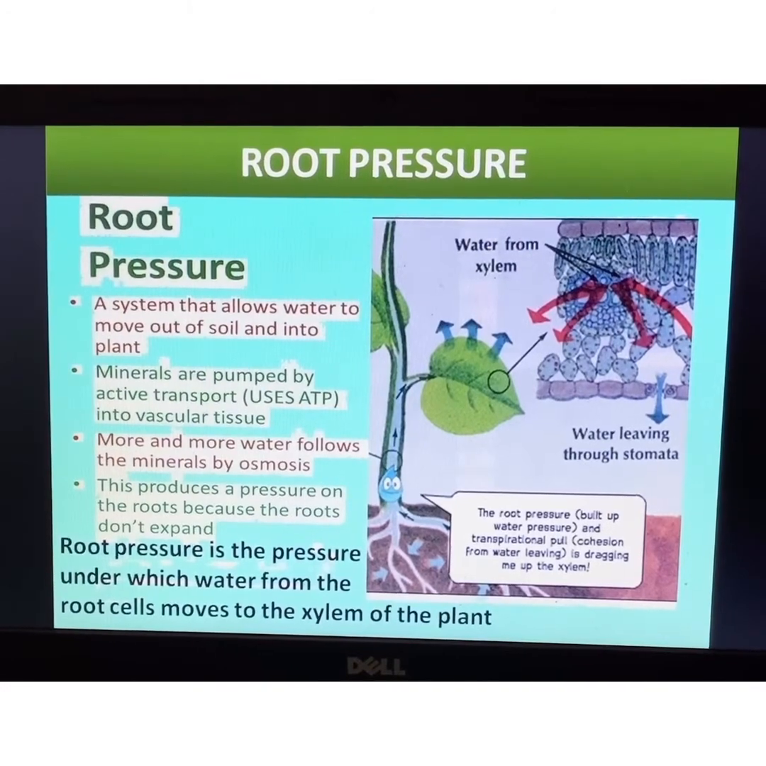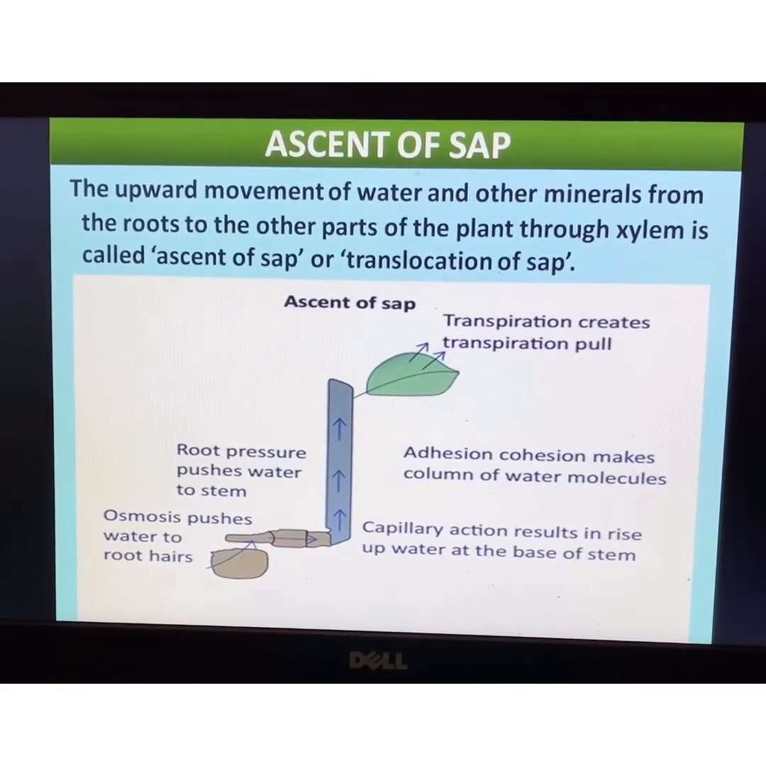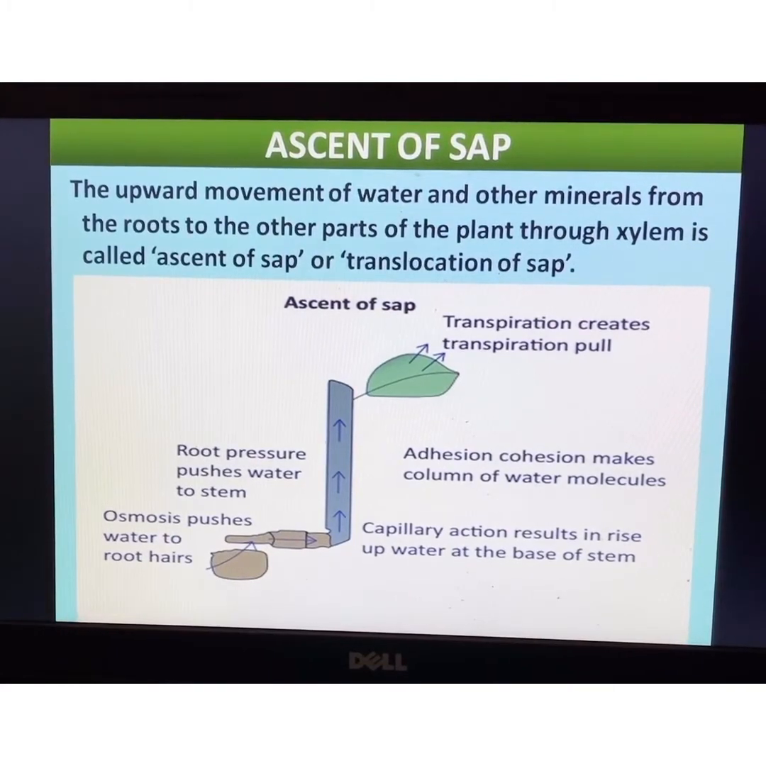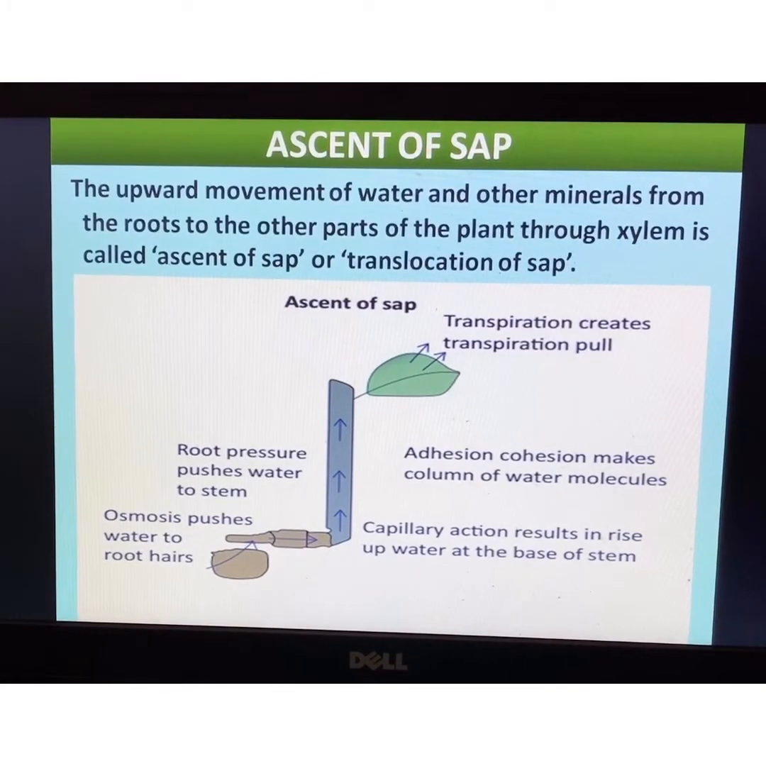Alright, now let's see what happens next. Now this is called ascent of sap. Ascent and descent. Ascent is nothing but rising up, going up, traveling up, and descent is going down. So here what is happening? Obviously the water is rising up. Where up? Up in the upper parts of the plant, the stem, the leaves, against the earth's gravity.